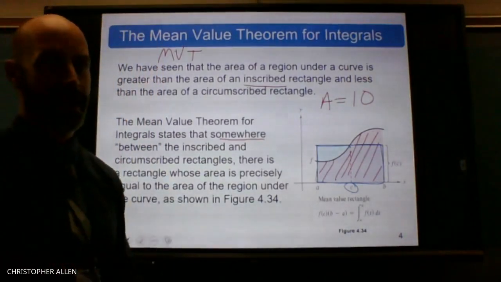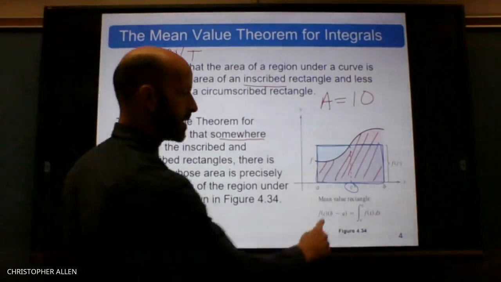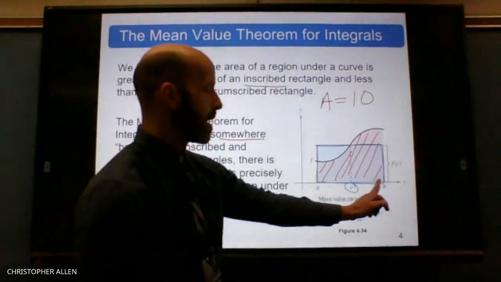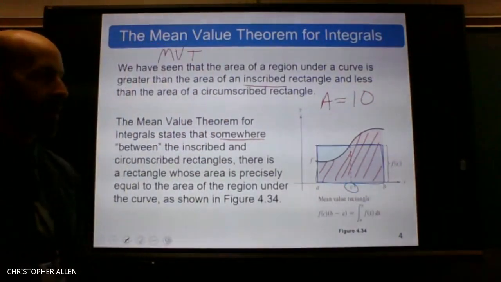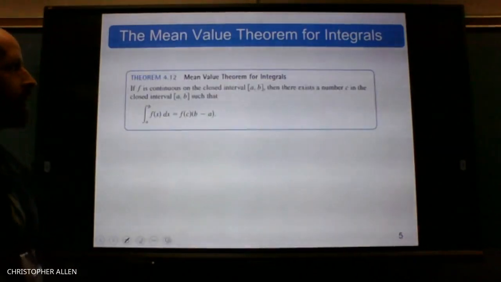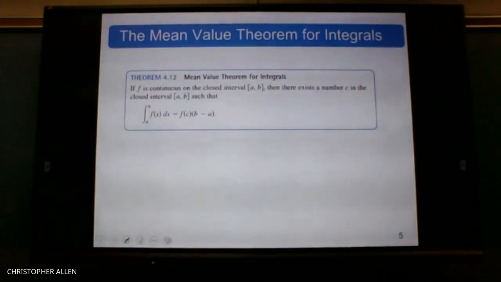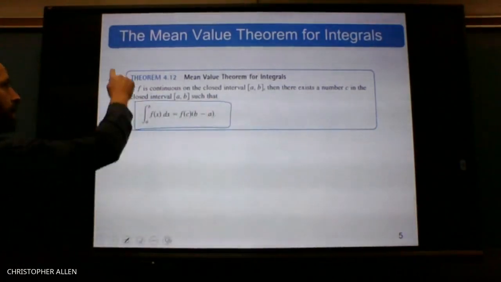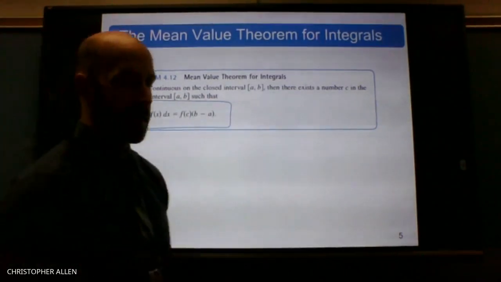Okay? That's what this theorem is saying. That's the big idea. The big idea is that there's some value of C in between A and B for which the area of that rectangle is equal to exactly the area under the curve. And that's what we call the mean value theorem for integrals. Here is the formula. This is an important slide.